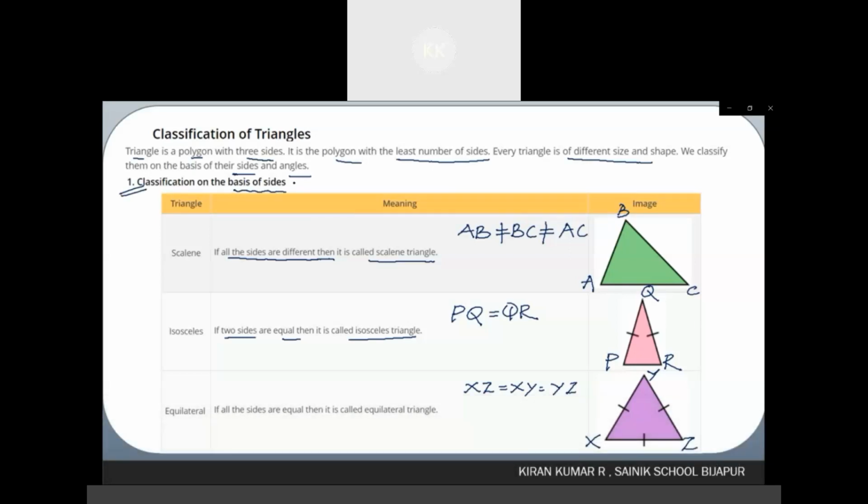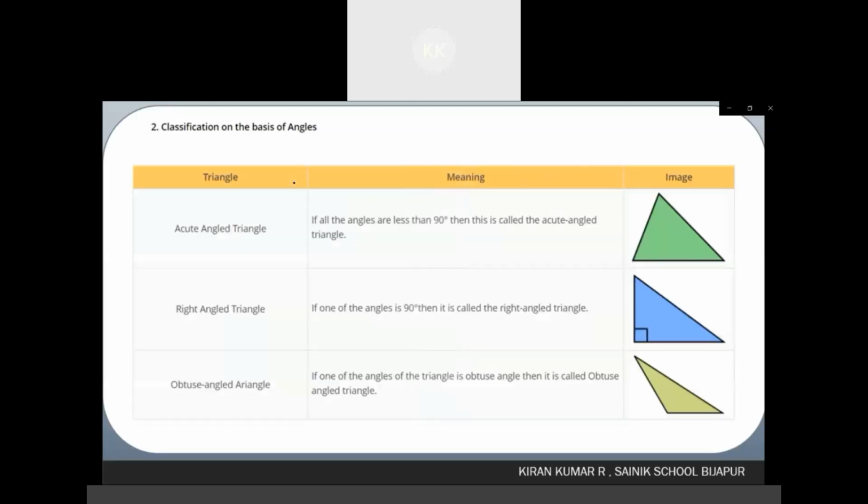Again, the triangles can be classified on the basis of angles. Based on the type of the angle the triangle has, we define the acute angled triangle, in which all the three angles are less than 90 degrees. Right angled triangle: if one of the angles is 90 degrees, it is called a right angled triangle. Obtuse angled triangle: one of the angles is larger than 90 degrees.